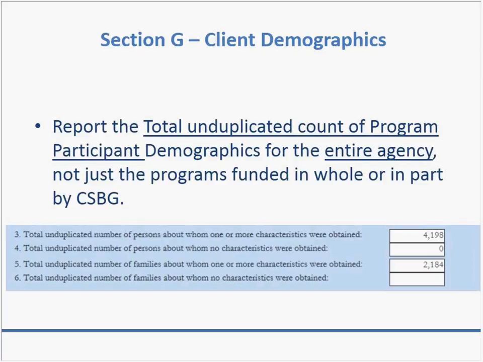The participants, though, should still be included in at least number 4 and number 6 in Section G, where they're asking for the total unduplicated number of persons for whom no characteristics were obtained. So again, if you have those programs that are just doing head counts, that's where you can report the head counts.